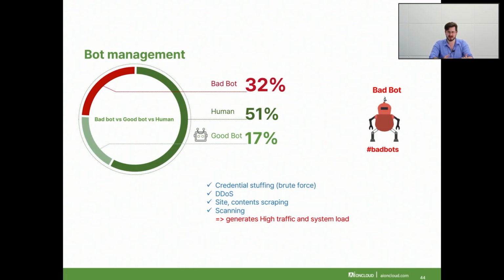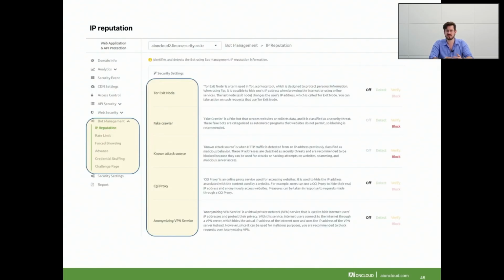17% is from good bots, such as search engines or monitoring tools, but 32% of the requests on the internet are from bad bots. And in general, bad bots have a lot of negative impact because they generate high traffic and cause high system load through the high number of attacks, like brute force logins, DDoS, web scraping, and web vulnerability scanning attacks. Now, in order to protect from bad bots, IonCloud provides a bot management function.